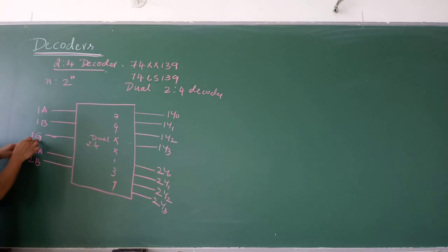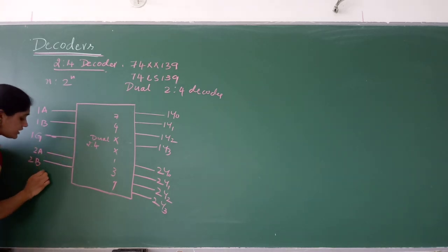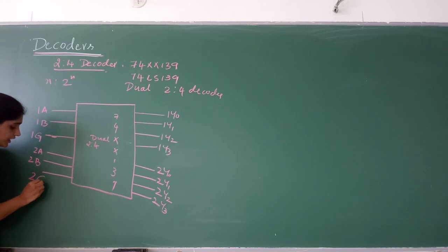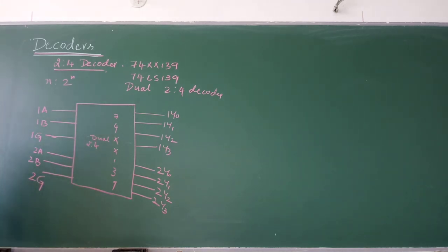Okay. So this is the enable input, or we can call it a gate input. This is the enable input for the first decoder, and this is the second for the second decoder. The enable input, let me denote it as 2G. We have two enable inputs, one for each decoder. 1G is the enable input for the first decoder.